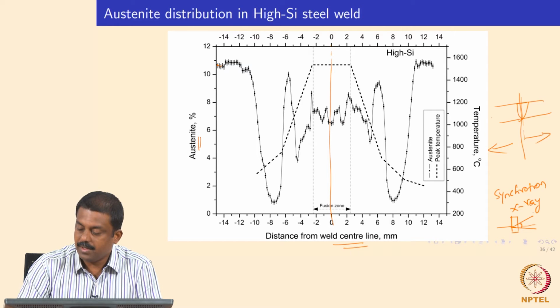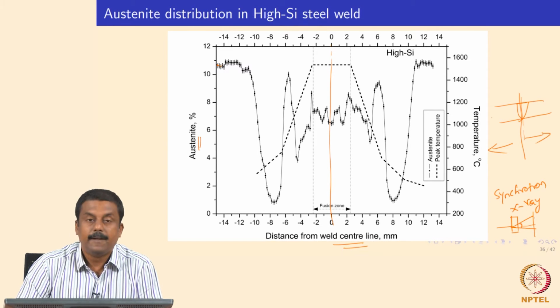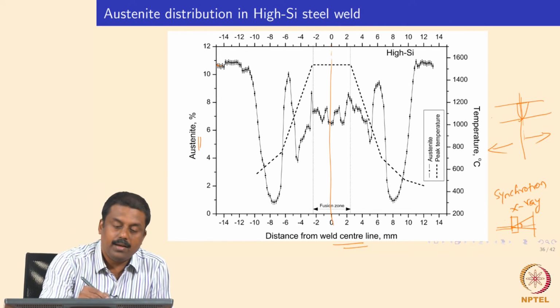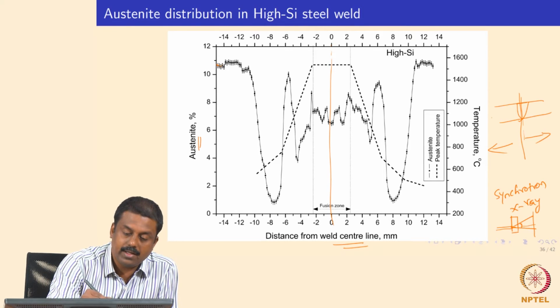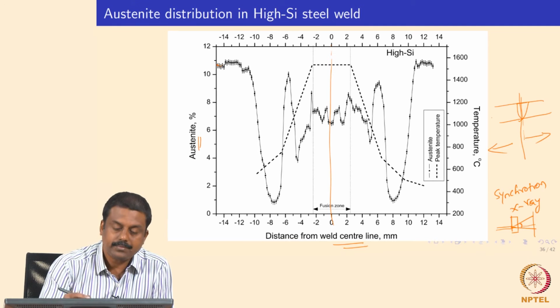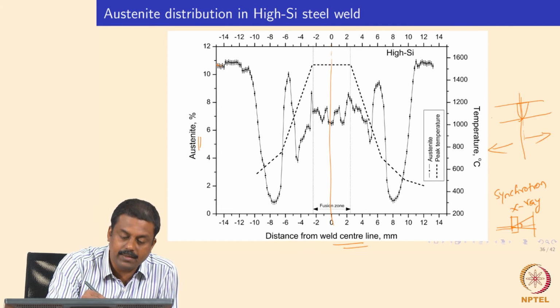So if we measure the diffraction on the other side of the sample, because it happens in transmission, we can measure precisely, by controlling the beam size and the location, the retained austenite along the thickness of the sample for a given region.